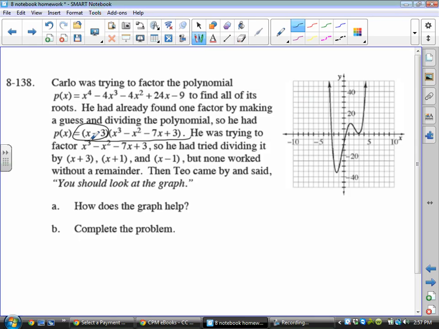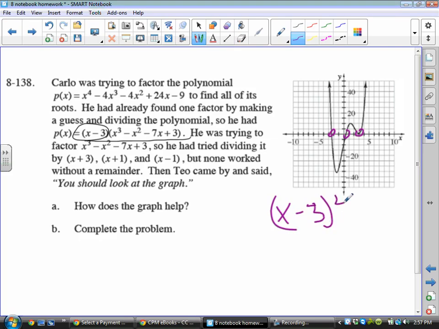He was trying to factor the other part, so we tried dividing it by positive 3, and then negative 1 and positive 1, but none worked without a remainder. Then Tio came by and said you should look at the graph. How does the graph help? If I look at the graph, I can see where my roots are. There's one here, another one, and then it bounces right here. And that part is going to be at positive 3. So its factored version would be x minus 3. And since it bounces, I know it's squared.